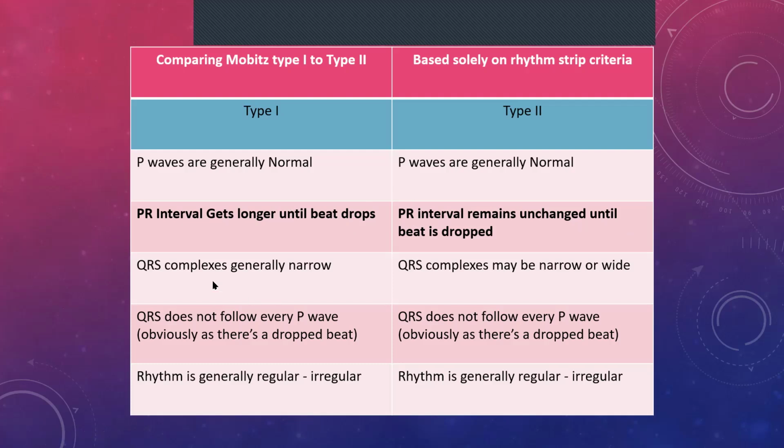And if you can remember this, you'll never have a problem recognizing the two. In type 1, your QRS complexes are generally narrow, but in type 2, it can be narrow or wide. And of course, your QRS doesn't follow every P. In other words, your ventricle doesn't always beat after the atrium because there is a dropped beat, so it can never be consistent as far as that goes. And your rhythm is generally regularly irregular. Okay, so that's the way to distinguish Mobitz type 1 from Mobitz type 2.